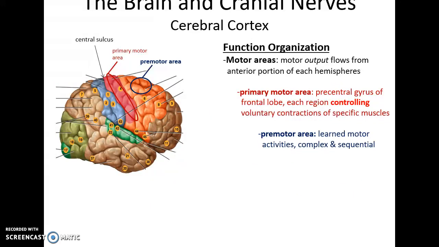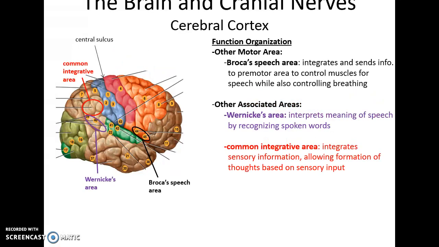Then with the motor areas. The motor area is important for the outflow, the commands to control the skeletal muscles. The primary motor area is also known as the precentral gyrus, and it is involved in controlling the voluntary contractions of skeletal muscles. It also has an associated area known as the premotor area. This is where you learn your learned motor activities. Those memories are stored, so you're able to do those learned complex sequential activities like playing a piano, driving a car, shooting a layup.